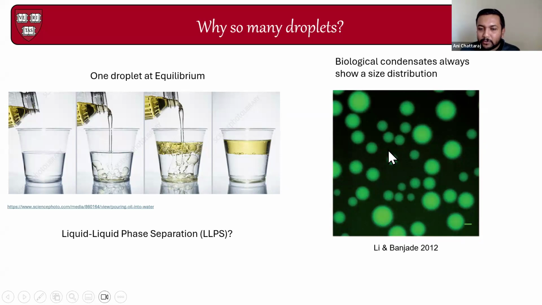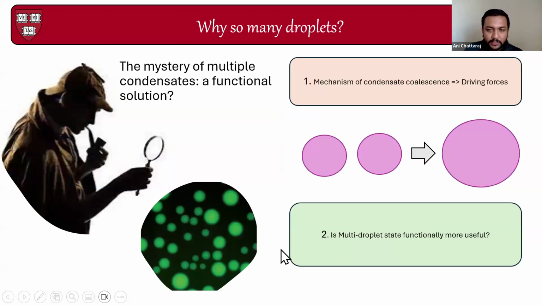But in biological systems, we most of the time see a size distribution. Now the question is, why do we see many droplets instead of one large droplet? That is the underlying question here. And there are two parts to the question. One question is more physics-y, which asks, what is driving the merger or the coalescence of two different droplets? And the next question is more biology-centric: we have a multi-droplet state in our system. Is it functionally more useful? So these are the two different parts of the same question.